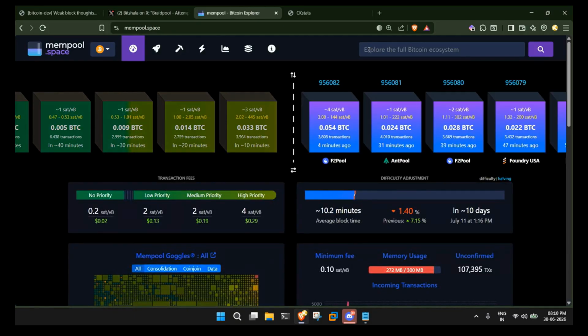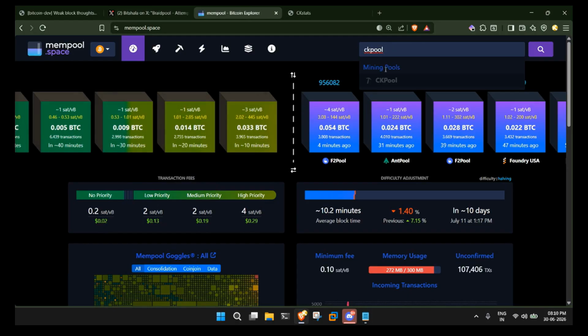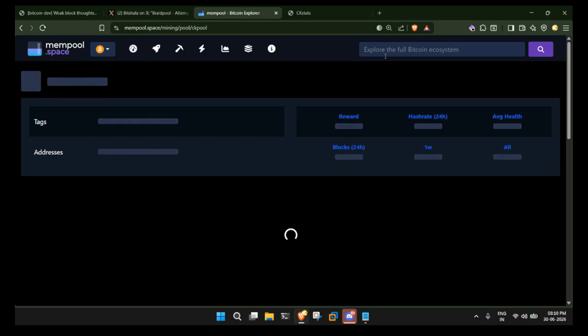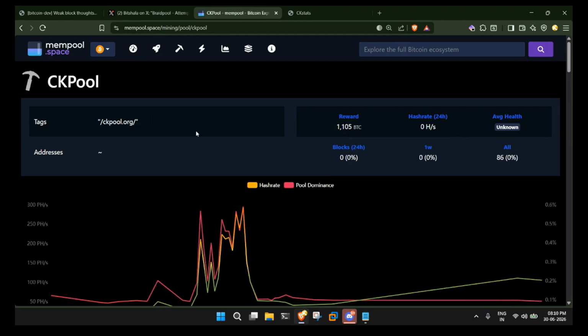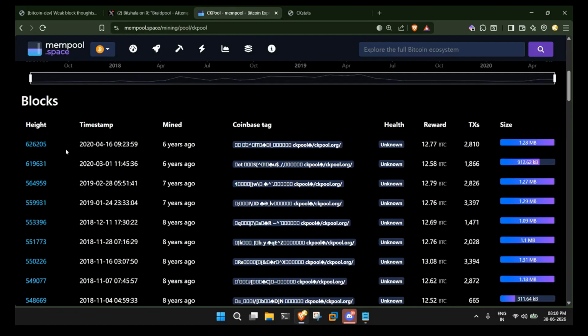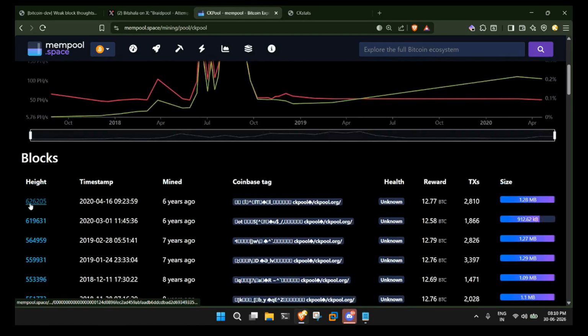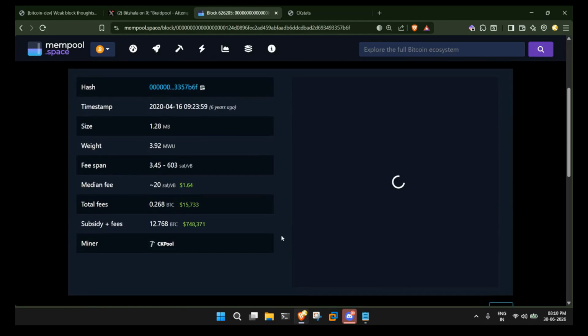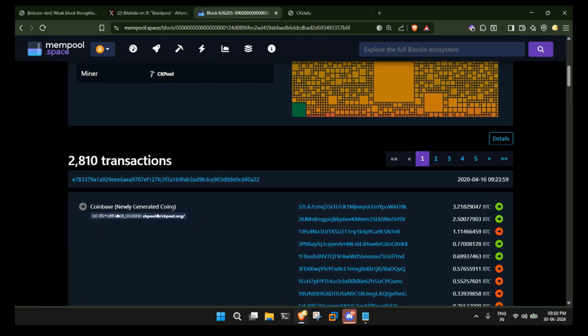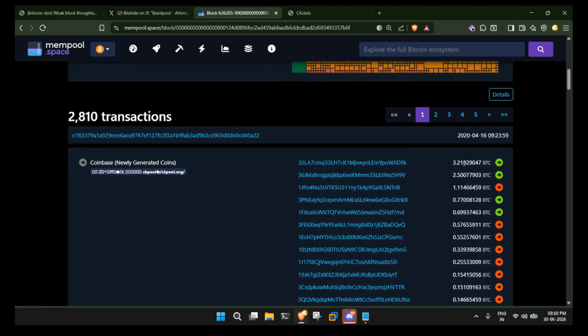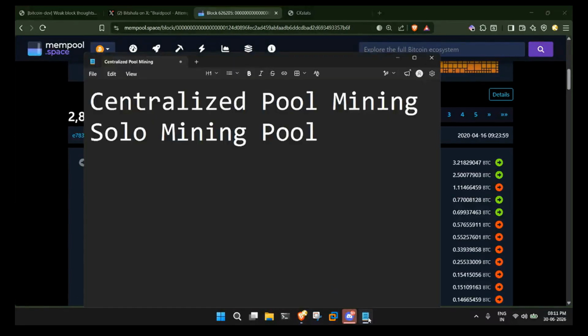Let us suppose you go to CKPool. If you search on mempool.space, you will find how many blocks were mined using CKPool. If you click there, that block contains the data, and this is the newly generated coin, the coinbase, which is 3.21 BTC, and the transaction fees that you will receive on your own address, and there will be a 2.5% cut that goes to CKPool. So this was the second method, the solo mining pool.